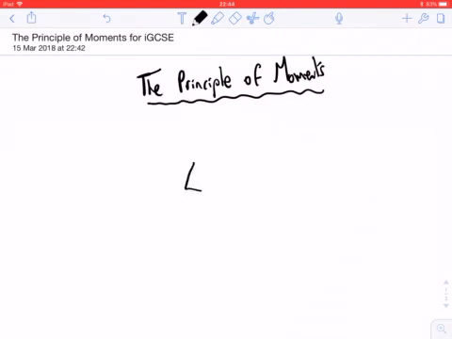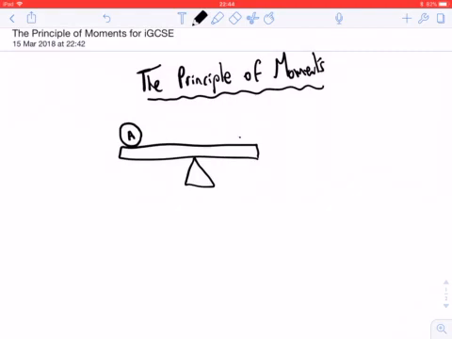So let's think about a seesaw with a person sitting on either side, but one of the people is further away than the other. So this will be person A, and this would be person B. And let's suppose that they are of equal mass. Which way is the seesaw going to turn? Well, in this case, you can probably guess that it's going to turn this way. It's going to turn anti-clockwise.